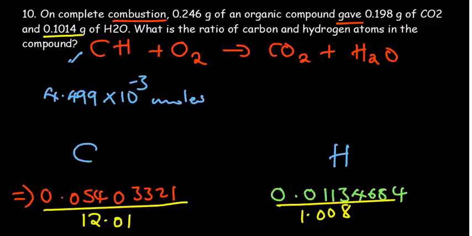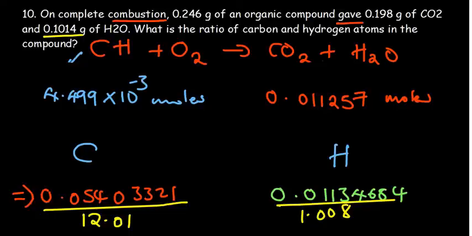And then the other side, 0.011346684 divided by 1.008. So for my hydrogen, I'm getting a value of 0.0112. So 56 will give me just like 57. Okay, that's also moles. So we found the number of moles now of the two.